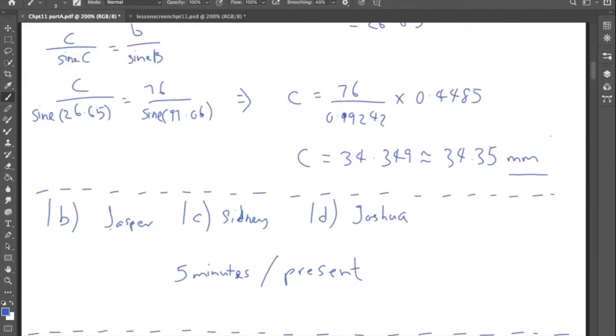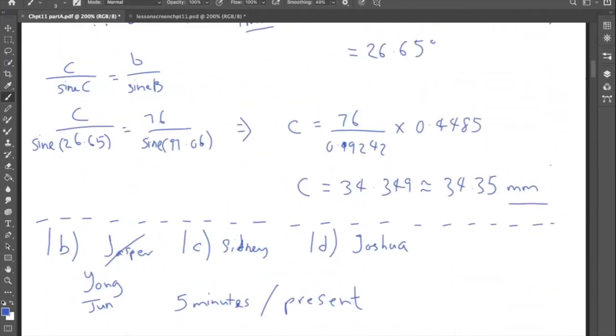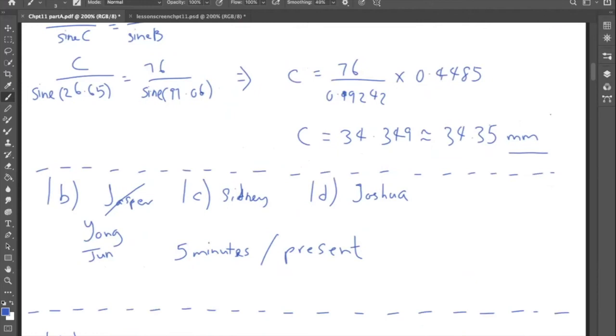So Jasper not around. Yongjin, is he still not online? No, I don't see him. Yongjin, can you do 1B or not? Page 13, you do 1B. Okay, so now the time is 20. How much time do you all need? Joshua, can you do 1D? Ginny, you try 1C. Is 5 minutes enough?